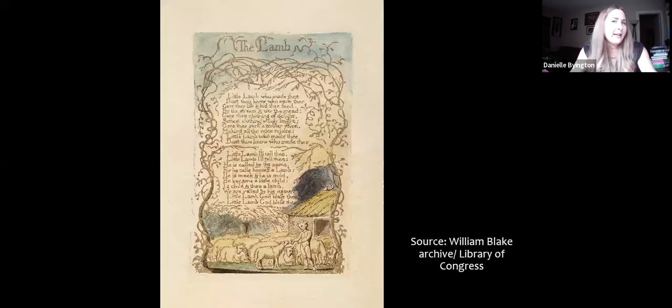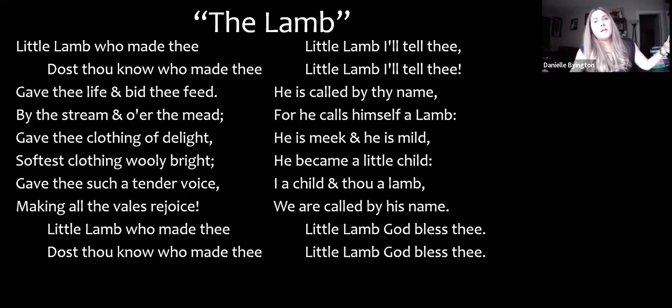Now, the lamb, besides being associated with Christianity and Jesus Christ, if you look at the most common types of animals that might be printed on children's clothing or be a stuffed animal.